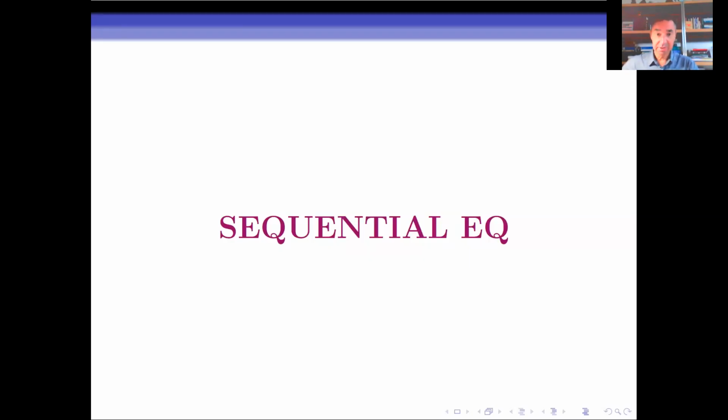Hi again, everyone. So this is the last recording for this week, and the topic is, as you can see, sequential equilibrium. And sequential equilibrium is a refinement of Bayesian-Nash equilibrium, but it's even a refinement of perfect Bayesian equilibrium. And I think that will be our focus.